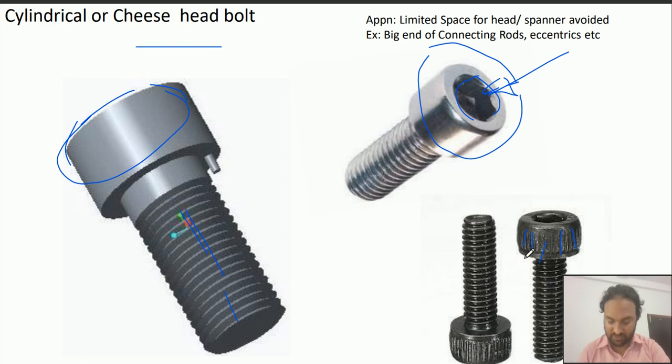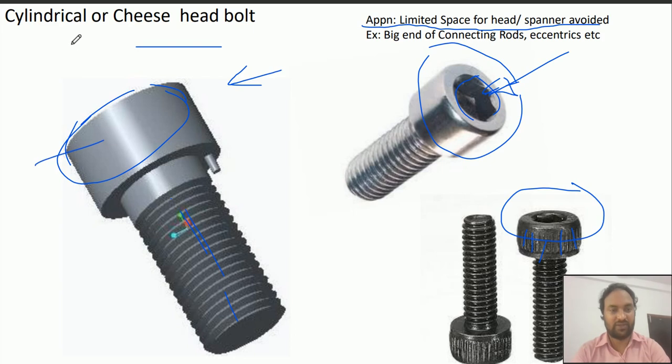and whenever we are going to use our hand, knurling will be given on the head. So a typical application of the cylindrical cheese head bolt is where space is limited and a spanner on the head is avoided, since as we saw, the spanner cannot go from this side or this side, the only available space for the spanner is to hold the bolt from this side. That's why this shape is given, to hold from the end of the bolt.